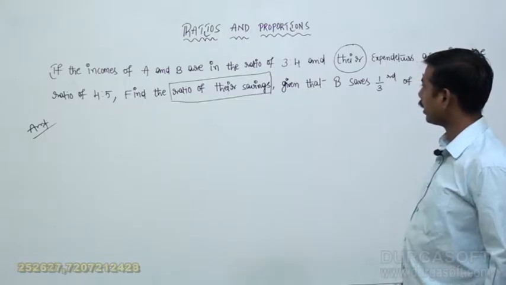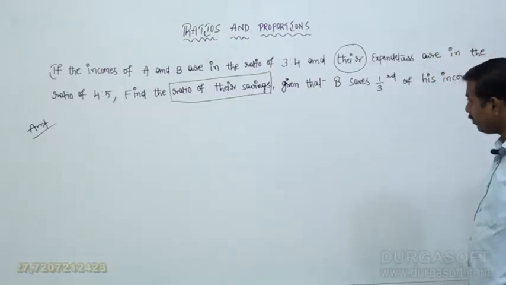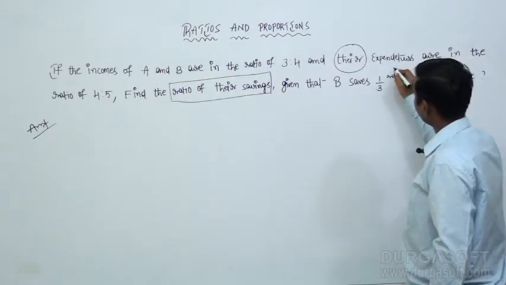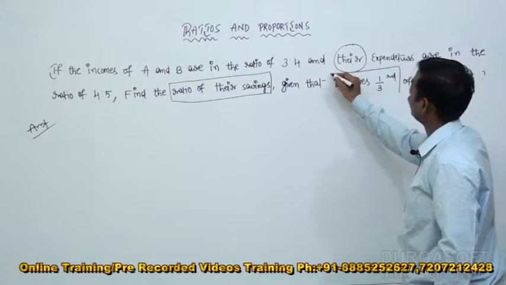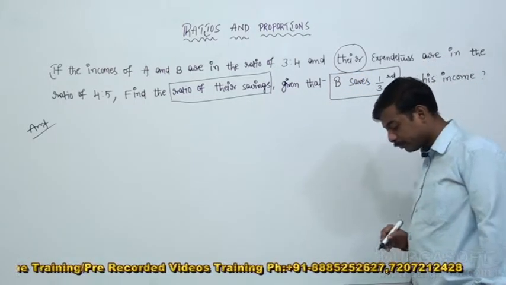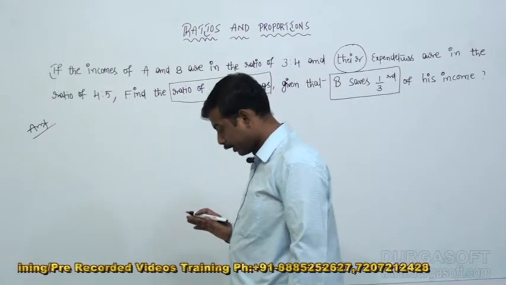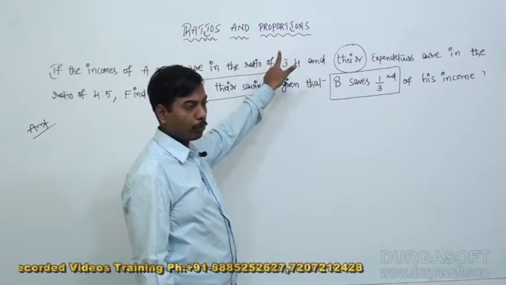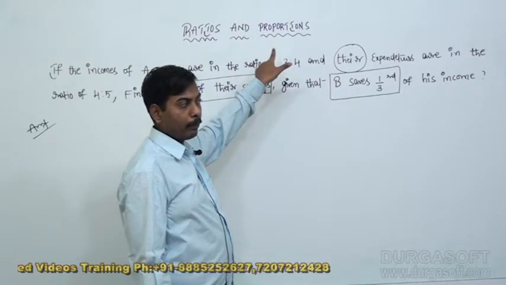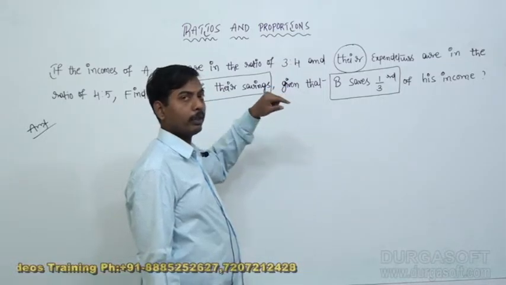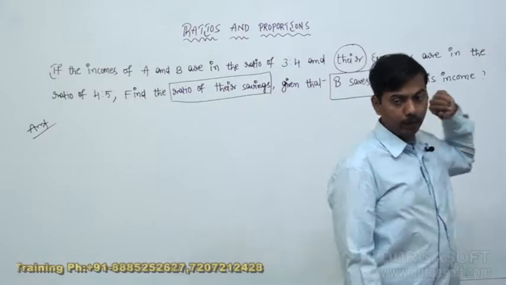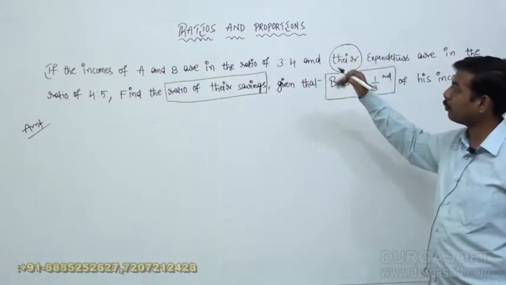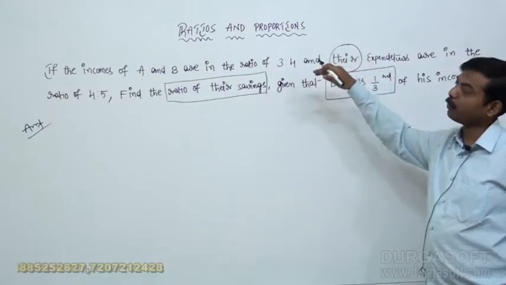And moreover we got one condition here. What is that condition? B saves one third of his income. B saves one third of his income, which means the savings of B we came to know clearly in terms of income here. B's income we know very well, with respect to the given information, that is 4 parts. In that 4 parts, how many parts of savings are there for B when we talk about the given condition? Yes, all right my dear guys, B saves one third of his income. One third of 4 parts is how much? One third of 4 parts is 4/3 parts.